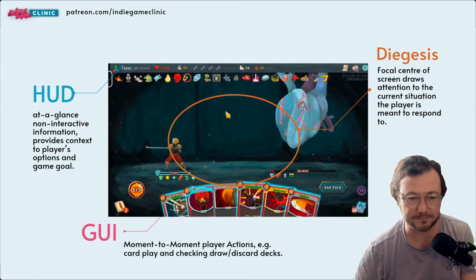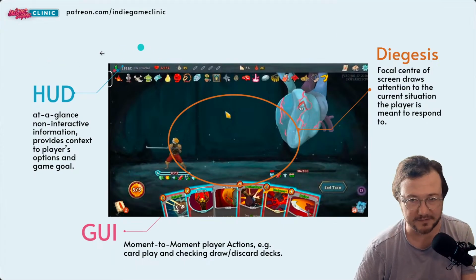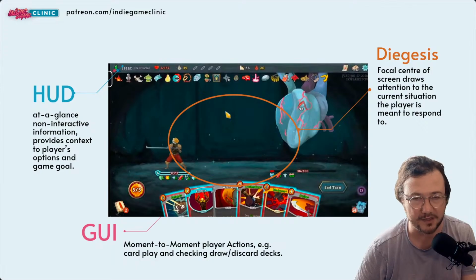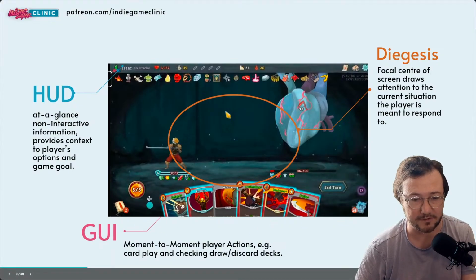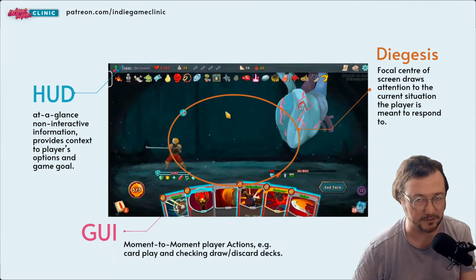Another example, again, is a very interface-heavy game where you are not really directly controlling anything in the game world. But in Slay the Spire, we've got a passive HUD at the top. Here's all my relics, all my little things that I've collected. I occasionally want to move my mouse up there and highlight them to remind me of what they do. But most of the gameplay is happening down here, closer to me. This is the graphical user interface, the cards. And then in the diegesis, we've got basically the current situation that the player is in, that I need to read and respond to, right?